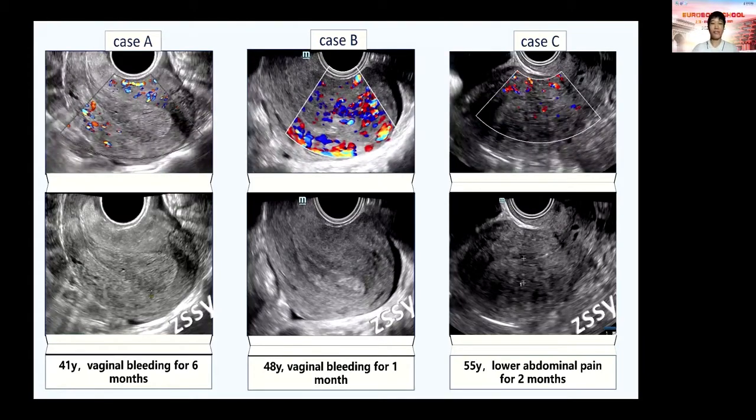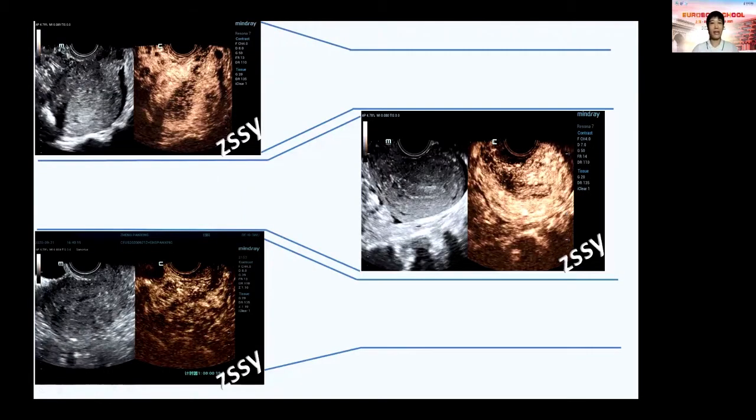Just like the three females, they had the similar symptom, and their B mode image shows the thickened endometrium. Though the case B and case C seemed to have more color Doppler signal, it's still lack of confidence to give a diagnosis. Now, let's see the CEUS.